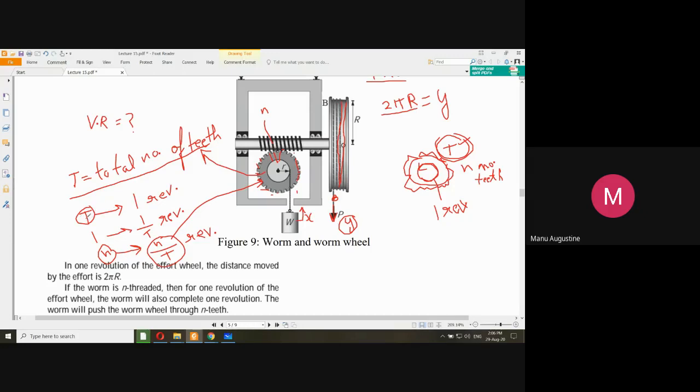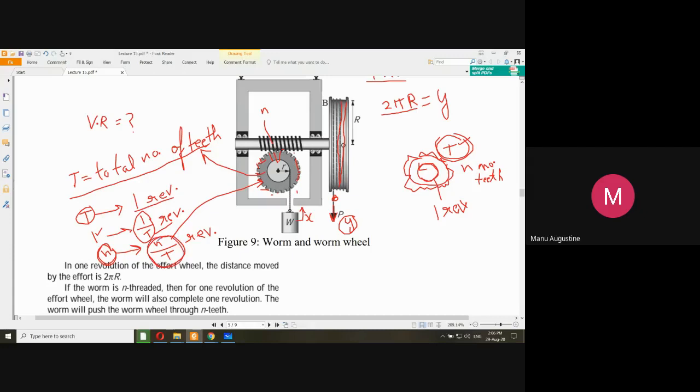Once again, see how I have achieved this. If I rotate all t teeth, then I say one revolution is completed for this wheel. If only one tooth has moved, then 1 by t amount of revolution has been covered. If I say I have covered n number of teeth, then the number of revolutions will be n multiplied by 1 upon t. It is like saying, if it is this much for one tooth, how much will it be for n teeth? So multiply by n: n by t revolution.